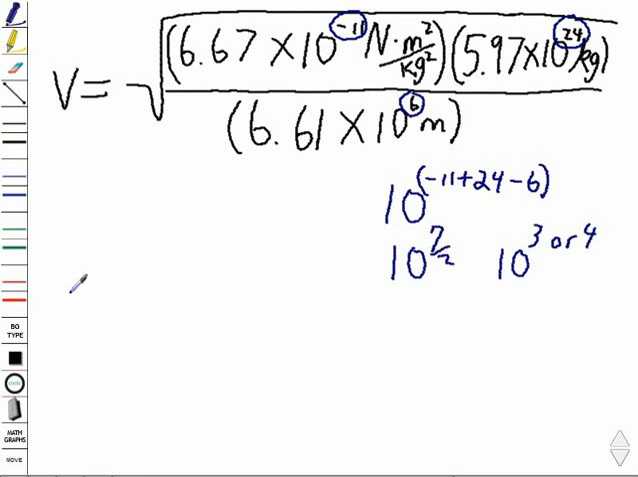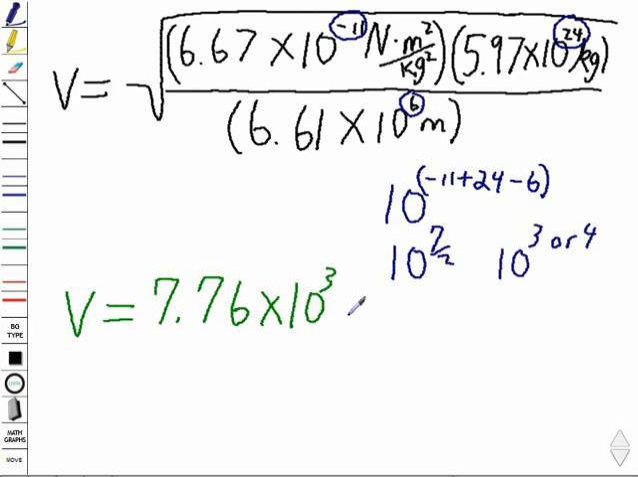So my answer, if I multiply everything together, I get my orbital speed is equal to 7.76 times 10 to the 3rd, and my units for this would come out, if I look at them, I've got a couple things. We know speed should be meters per second. And if I kept track of my units, I can check to make sure that's correct.